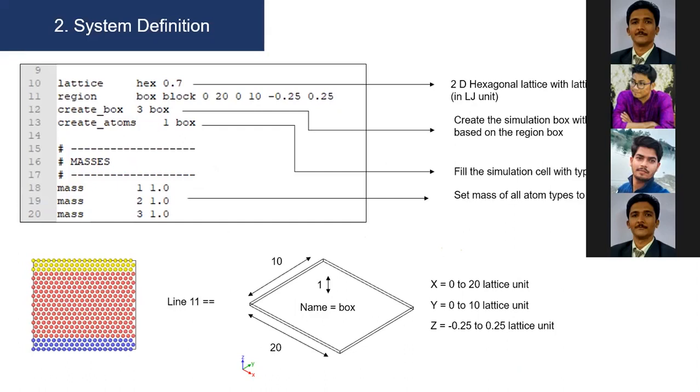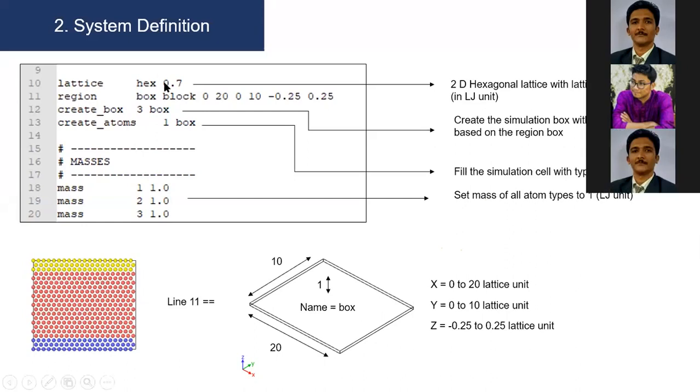Okay. So the first thing, in the 10th line, you can see I've defined the lattice command. So this is the command, and this is the values. I'm defining the lattice command and hex 0.7. Hex is hexagonal, that is a 2D hexagonal lattice, and 0.7 is mainly the lattice constant. An important thing to note is that I have mentioned that in this simulation I'm using LJ units. So this 0.7 will be in LJ units. So I have defined how the lattice should be formed: hexagonal lattice, and 0.7 lattice constant.